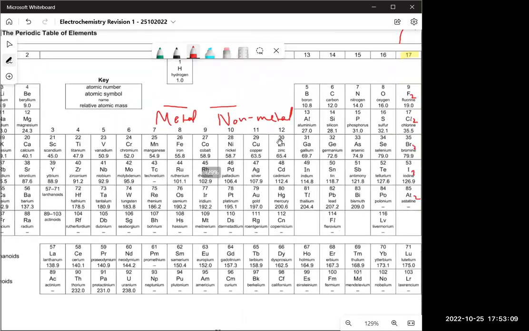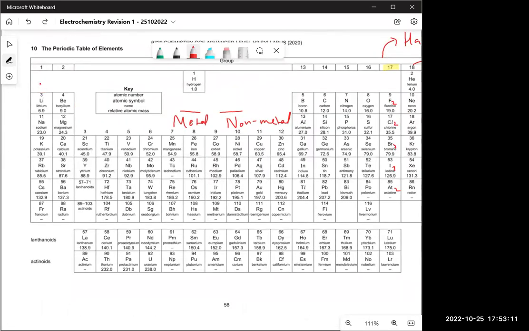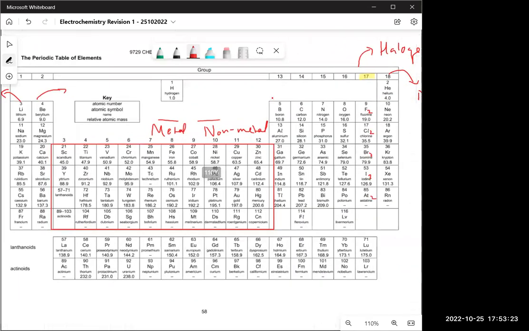So we know that all of these are metals, right? This is metal, this is metal. All of these are metals. These are called transition metals. This is called alkali metal. So quickly choose any metal and give it to me. All of these are non-metals. Najla choose a metal, Diana choose a non-metal.